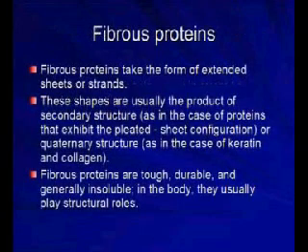Fibrous proteins take the form of extended sheets or strands. These shapes are usually the product of secondary structure, as in the case of proteins that exhibit the pleated sheet configuration, or quaternary structures, as in the case of keratin and collagen. Fibrous proteins are tough, durable, and generally insoluble in the body and usually play structural roles.